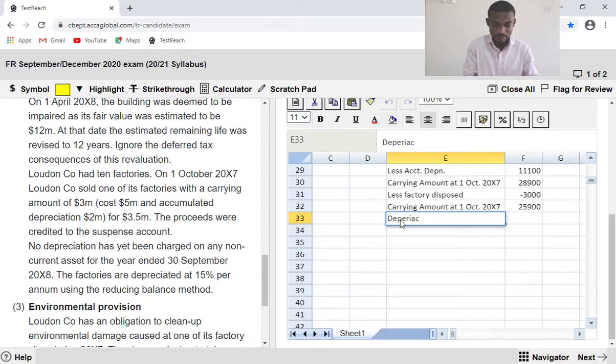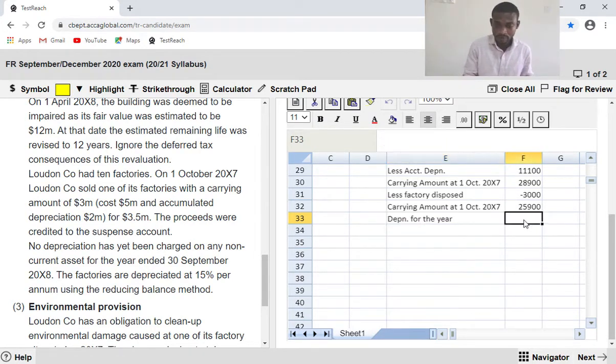So I can even just show the depreciation for the year. And that should be equal to this times 0.15. So that should be the depreciation rounded to the nearest thousand.